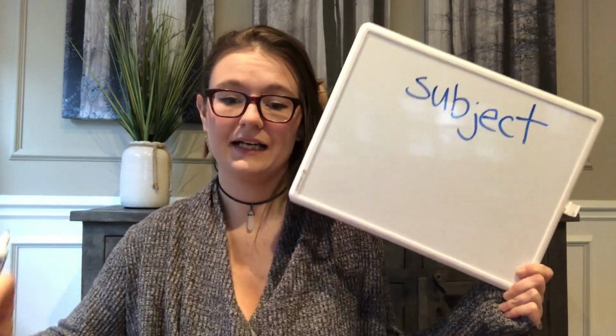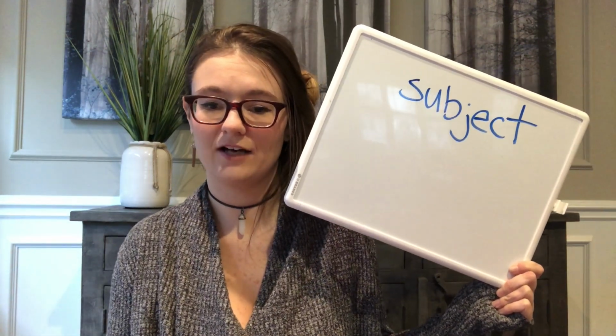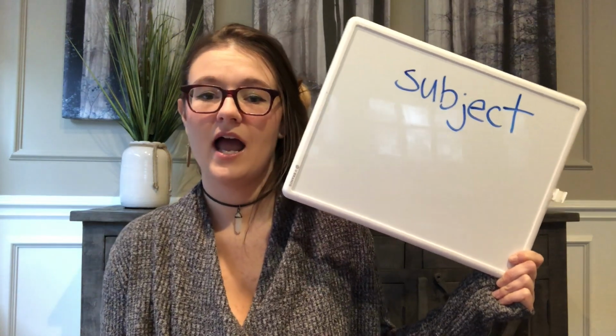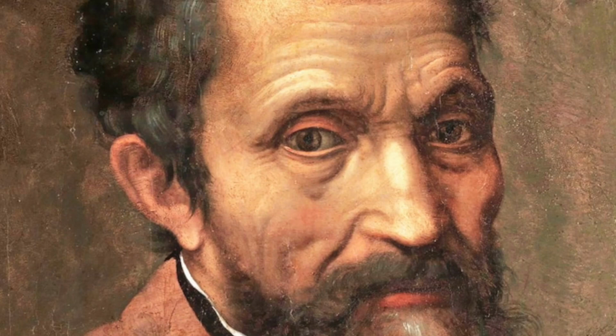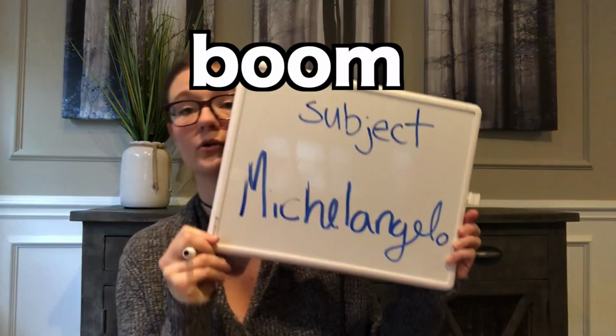Let's see, I am looking at my Italian Renaissance art book right now, and so we're going to talk about Michelangelo. Michelangelo is our subject. Boom, subject. Then we need a direction. So a direction obviously has to do with moving somewhere. This is where you're going to use verbs. You're going to state what direction you're going in talking about Michelangelo.